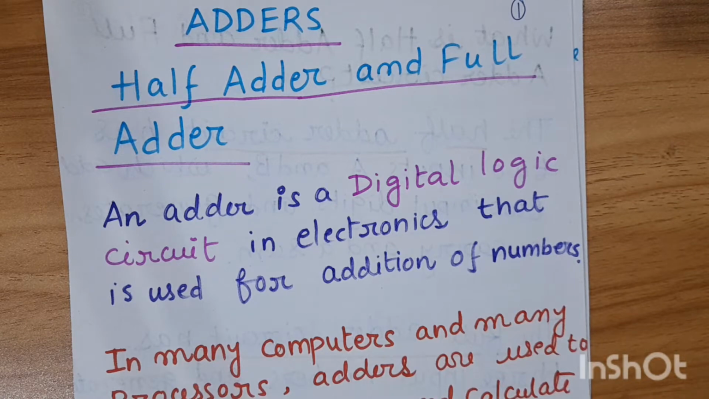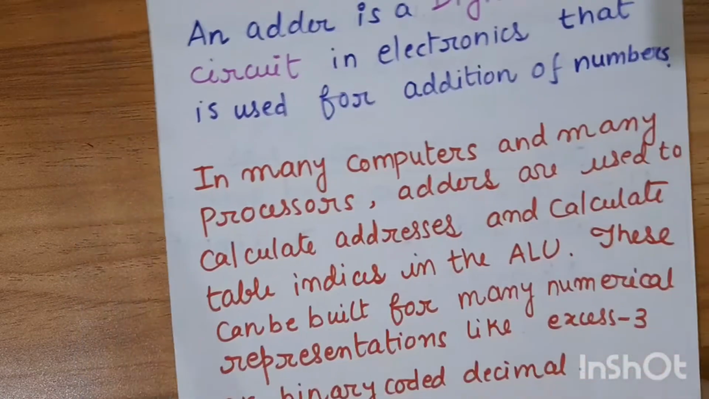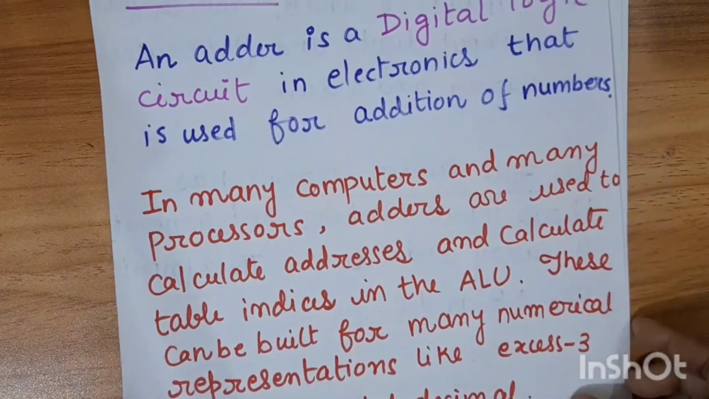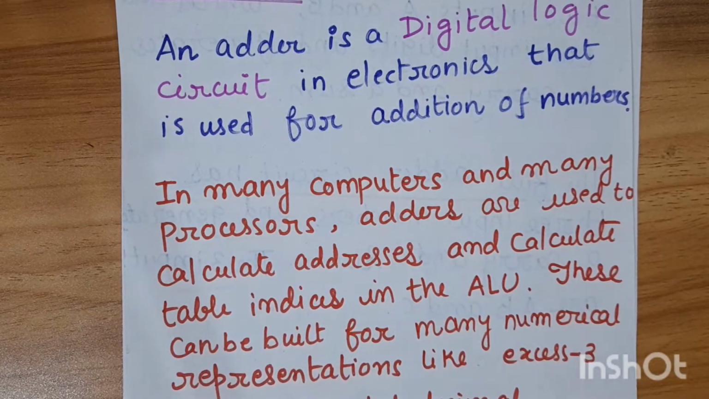It adds the numbers. In computers and many processors, adders are used to calculate the addresses and calculate the table indexes in the ALU. And these can be built for many numerical representations like XS3 code or binary coded decimal. So what does it mean? It means that in computers and many processors, big addition operations take place.